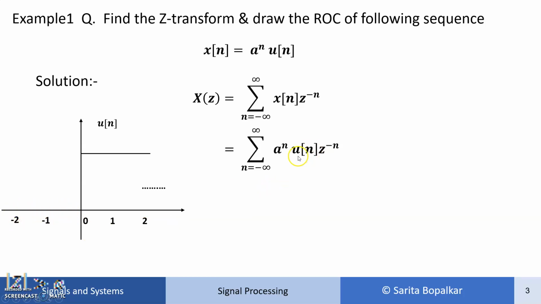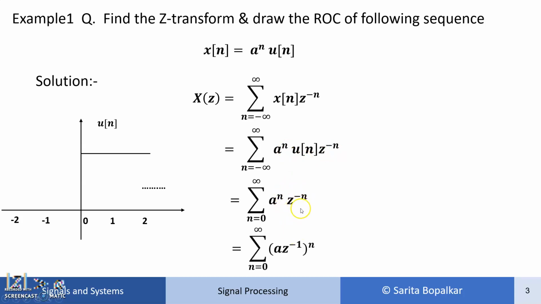That means only for n from 0 to infinity, this a raised to n gets multiplied with 1. Otherwise, this a raised to n gets multiplied with 0 for n less than 0. That means from minus infinity to minus 1, this term becomes 0. So the limits of n will be 0 to infinity, and here u of n is 1, so there is no need to write it. n varies from 0 to infinity, a raised to n, z raised to minus n.